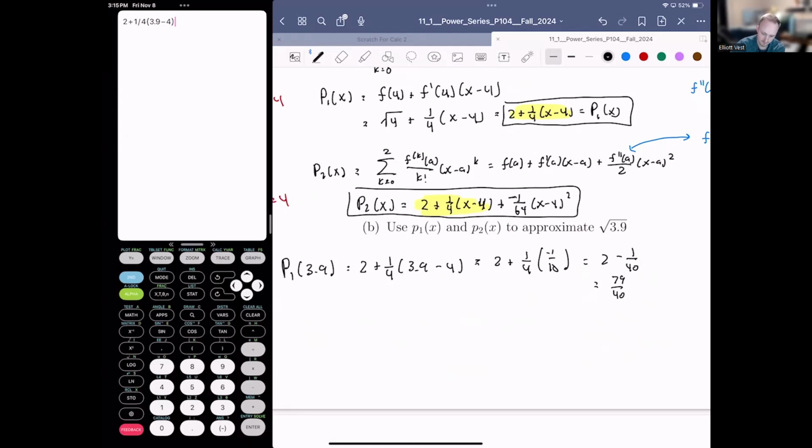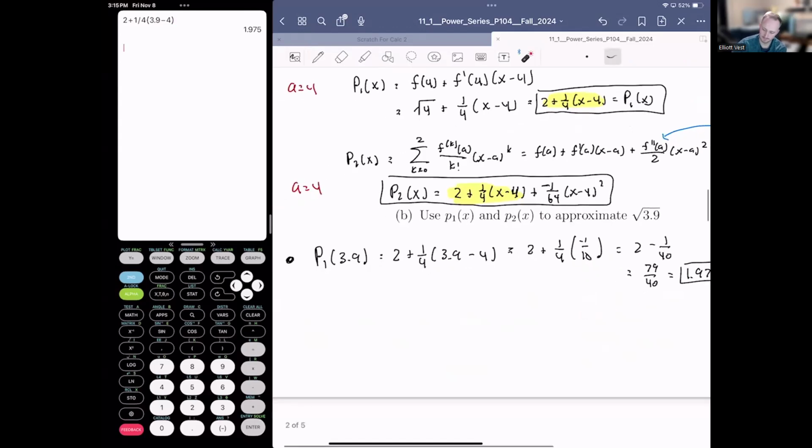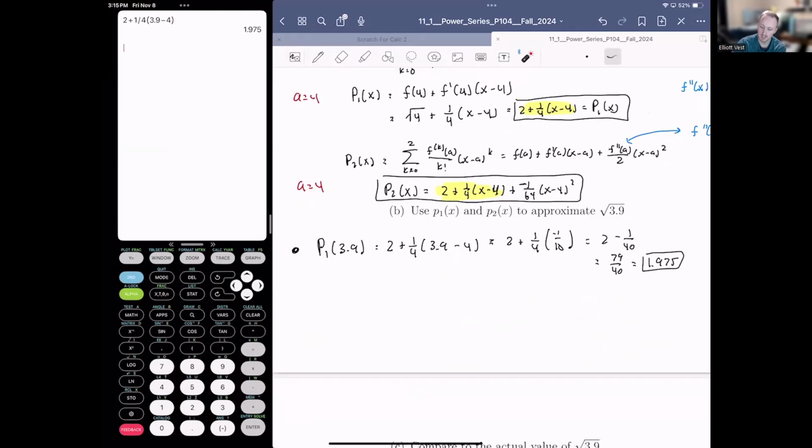Okay. 79/40, yeah, that does end up equaling 1.975 here. We could long division this if we wanted to, right? That is an approximation of the square root of 3.9. We are approximating this. And the approximation of my first P1 is exactly that.